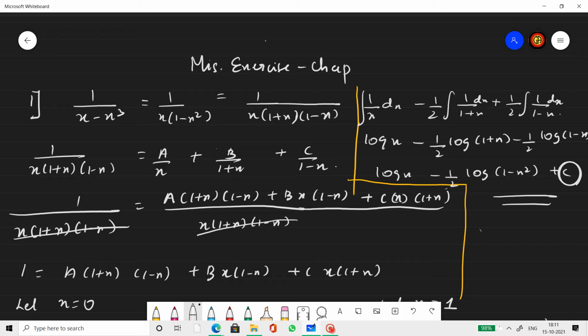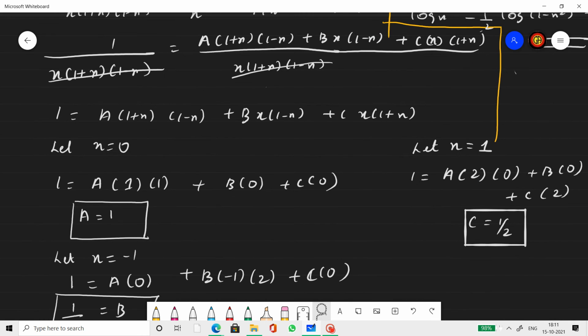So, A by x, B by 1 plus x, C by 1 minus x. Now the normal thing, take LCM to come to this step, cancel the denominators. The remaining what we have is this. Now use the factors in order to find the values of A, B, C. First I am utilizing x. It is x here, so x equal to 0. So when x is 0, B will vanish, C will vanish. We'll be able to find the value of A.